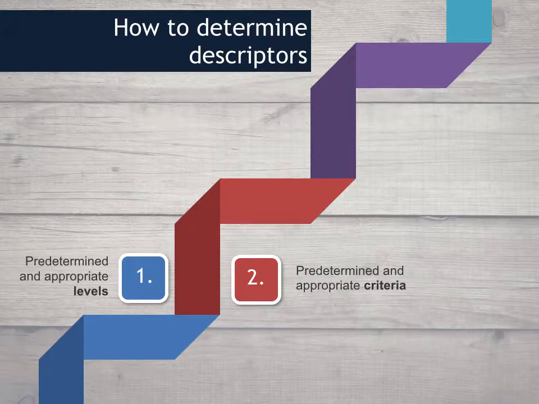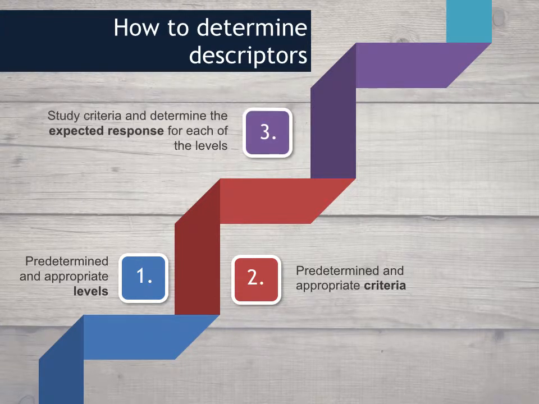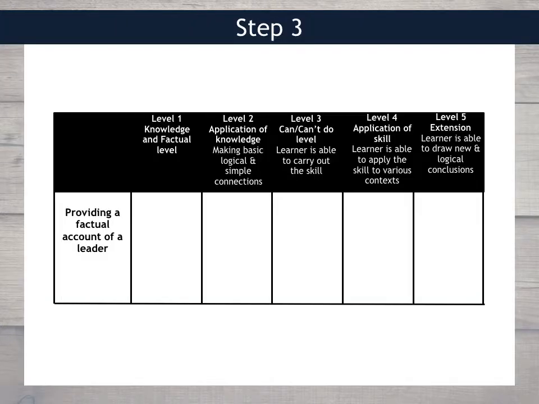Then the third thing that we need to be able to do is study the criteria and determine the expected response for each of these levels. So now we've got to look at the criteria and say, well, okay, we've got these different levels. What do we expect from the learner when they're providing a factual account of the leader on the different levels? And remember, we said you must start on level 3, which is the can and can't do level. So what does the curriculum require the learner to do? Well, here we want factual information linked in a logical sequence and suitably linked to one another. So we don't just want them to have the facts, we want them to be able to do something with it.